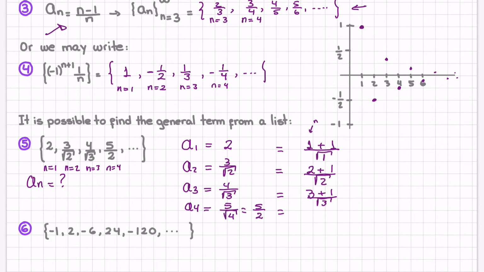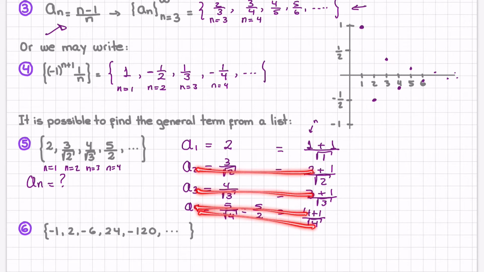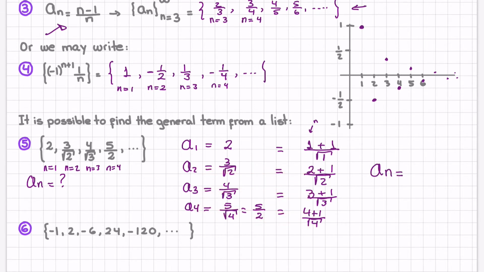And the last one, to get a 5, you have to do 4 plus 1 over root 4. So you see your n here? That's the n. So my general term ends up being n plus 1, so just add 1 to the numerator and take the square root of n in the denominator. And we got the general term.